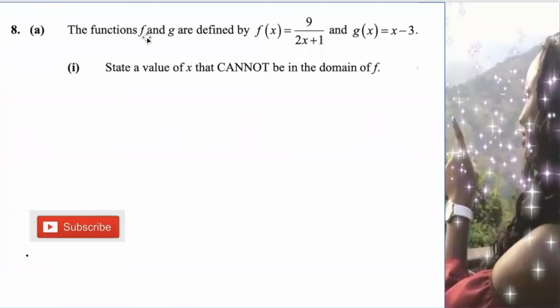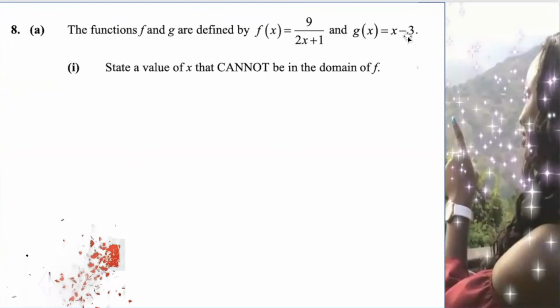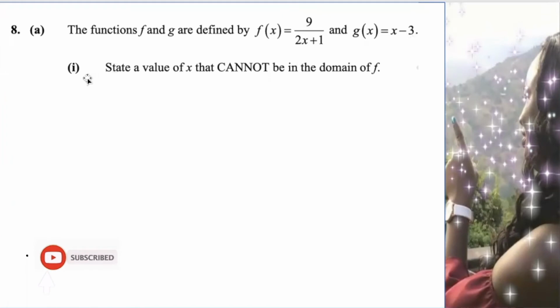Question 8 states the functions f and g are defined by f of x equals 9 over 2x plus 1, and g of x equals x minus 3. Part 1 asks us to state a value of x that cannot be in the domain of f. Now, the domain means the x values. When is it that it will not work? So our focus will be on the denominator of f of x.